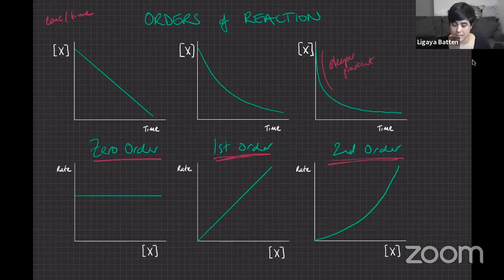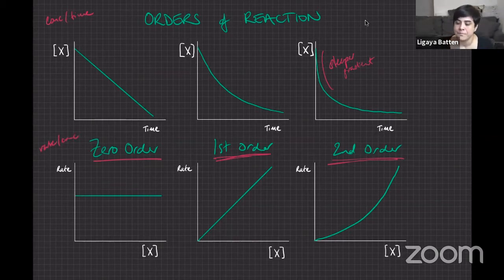And you can see these relationships more in the graphs at the bottom. So as we said, for a zero order reaction, we're now looking at the bottom graphs, which are concentration rate graphs. Or rate concentration graphs, I probably should write it as, because rate is the y-axis.